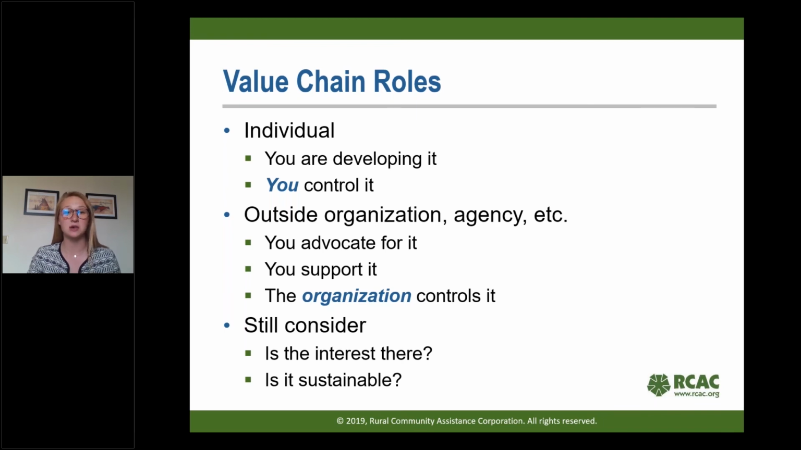It could be an individual, meaning you have control over it, or it could be an organization where the organization controls it, but you still play a role in advocating for it, supporting it. For example, like speaking to your local leaders for political and financial support. Regardless of whether it is you or someone else taking ownership of the value chain, the interest in developing and maintaining the value chain always needs to be there.